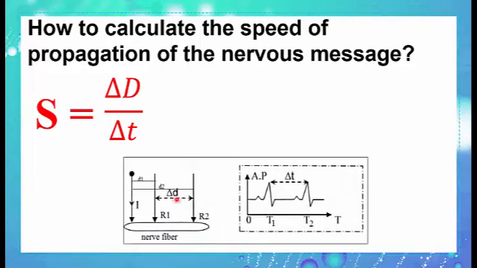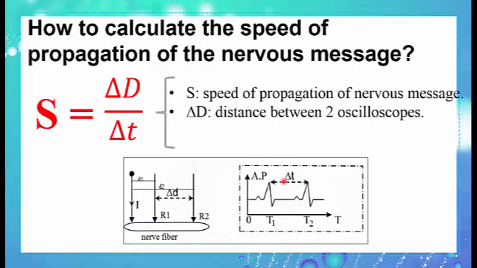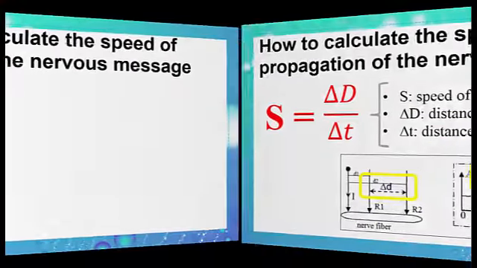This is delta D, which is the difference between the distance D2 minus D1, and the delta T is the distance between the 2 peaks obtained on the screen of oscilloscope. So S is for the speed, delta D the distance between 2 stimulation sites, which is here D2 minus D1, delta T the distance between 2 peaks, which is here the distance between 2 peaks on the screen of oscilloscope.